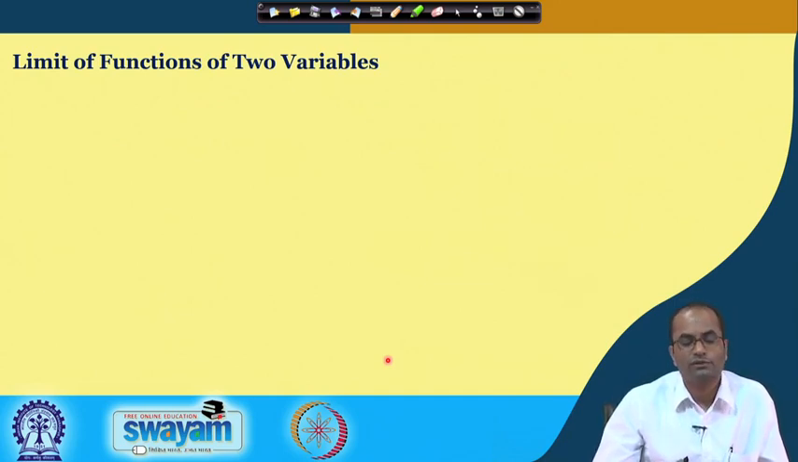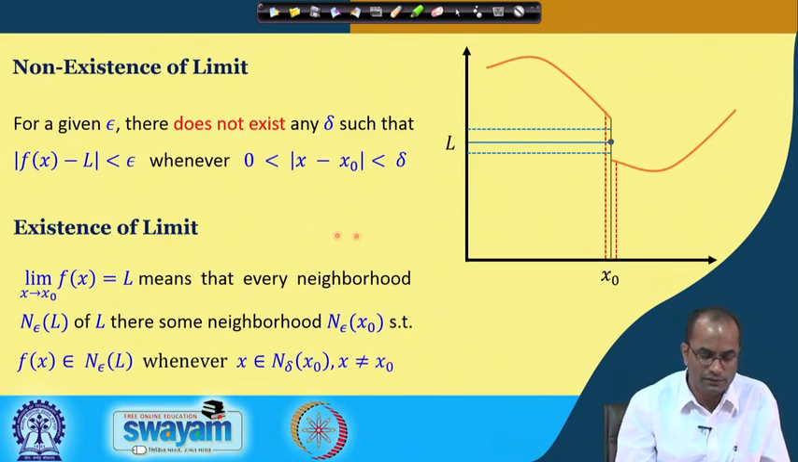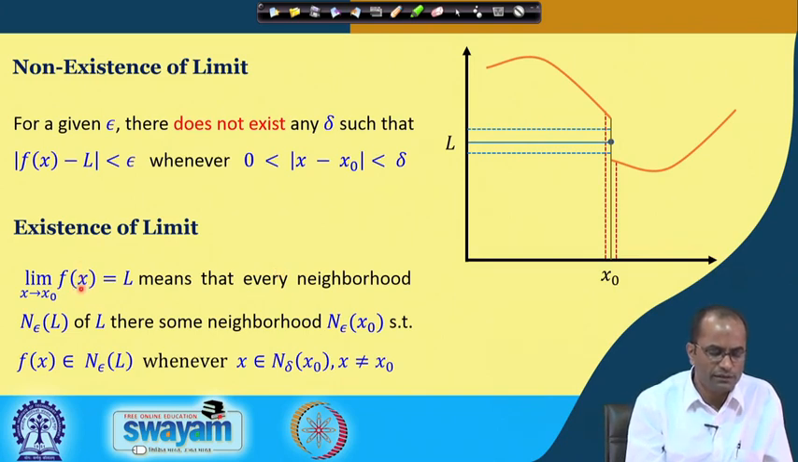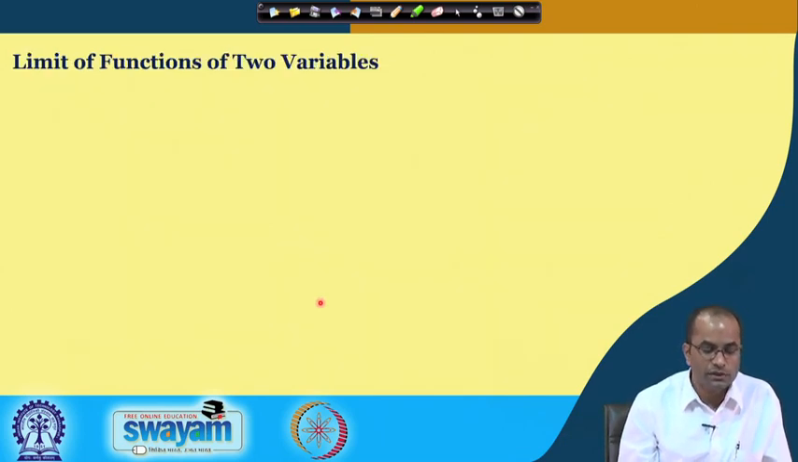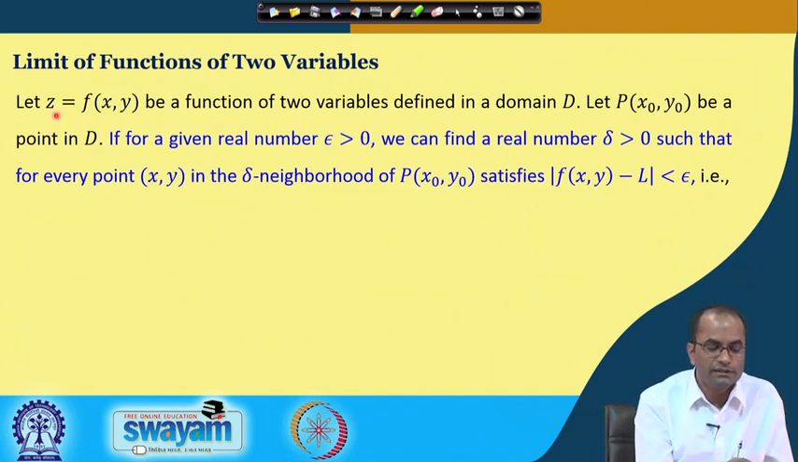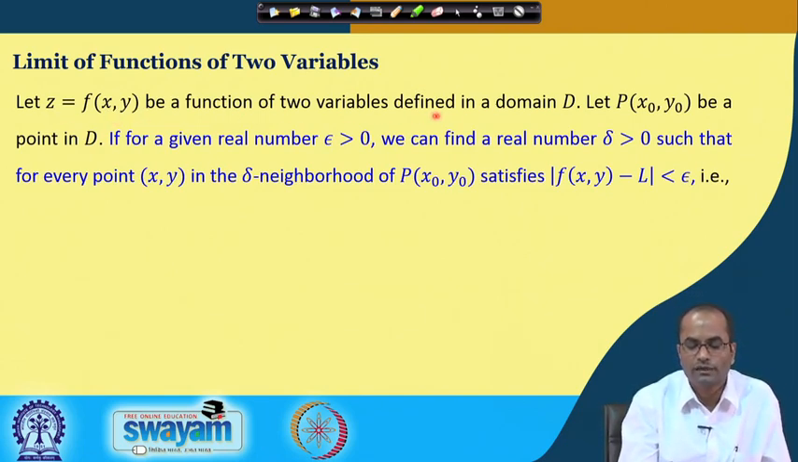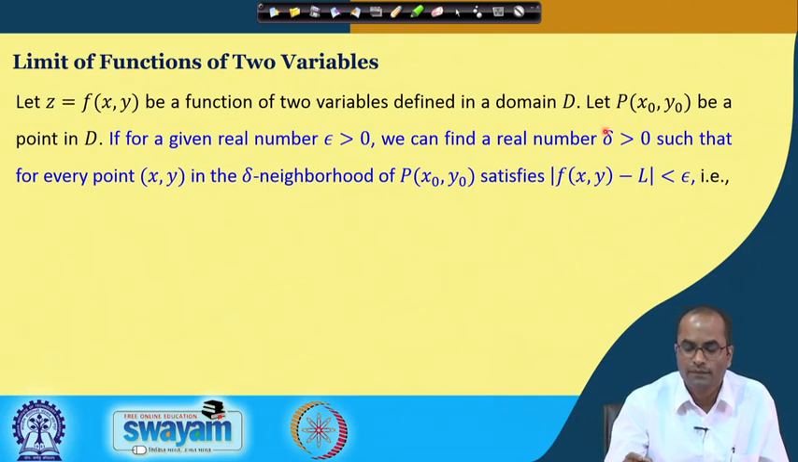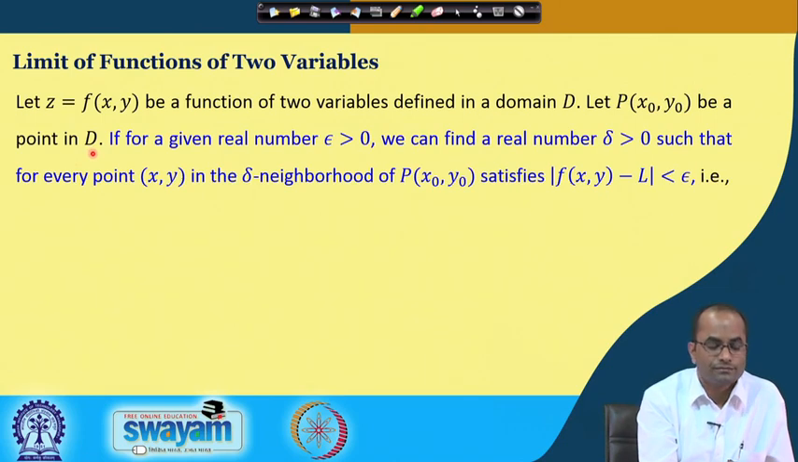Now we will discuss the limit of functions of two variables. This is just the continuation of the rather general definition here. This x may be a point in a two-dimensional plane, for example in the xy plane, and again this definition will be carried over as a generalization of the definition of the limit. For example, in this case we take z as f(x, y), a function of two variables defined in a domain D, and let P(x naught, y naught) be a point in D.